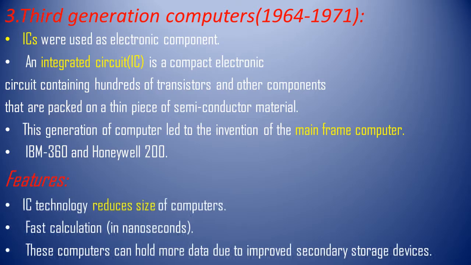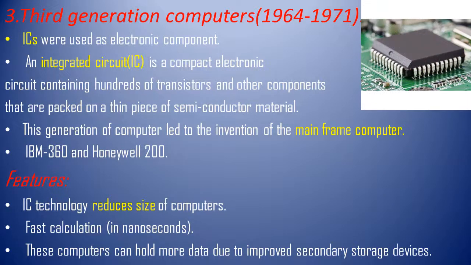Features are: the use of IC technology reduced the size of this computer. These computers could do fast calculation, that is nanoseconds. Their capacity to hold data and information was more due to improved secondary storage devices. This is the component used in third generation computer, that is IC chip.